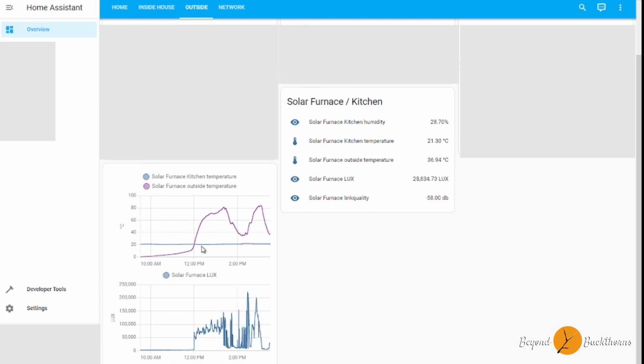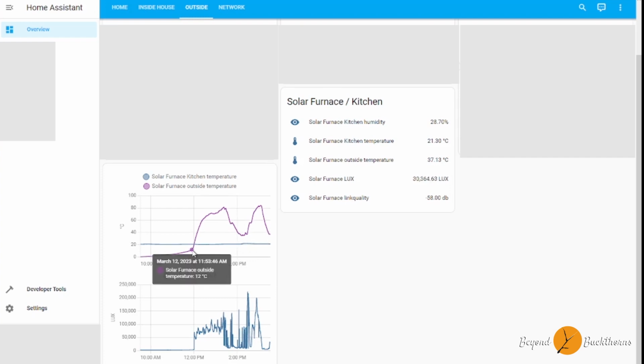So it's quite nice to see that the solar furnace slowly changes the temperature in the kitchen. So it's 20.5 degrees, and afterwards is 21.4. What's also interesting is the starting point.